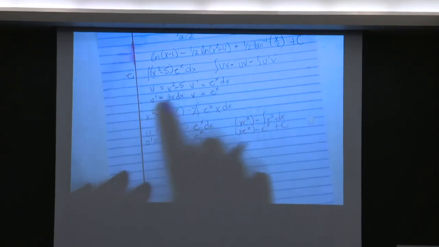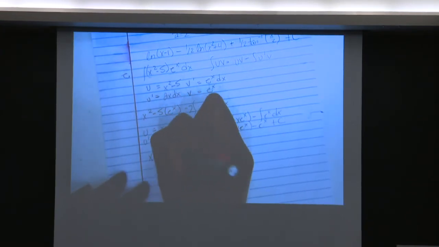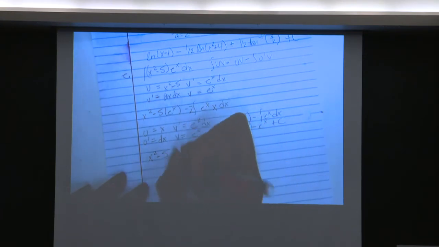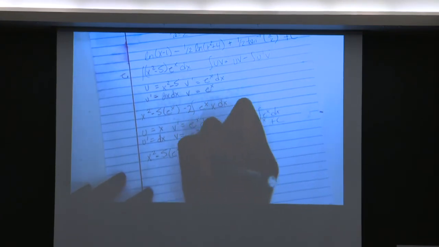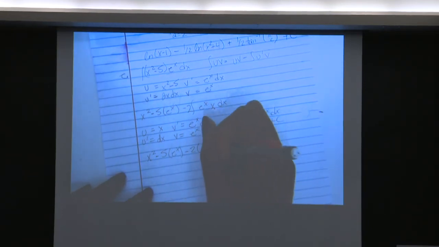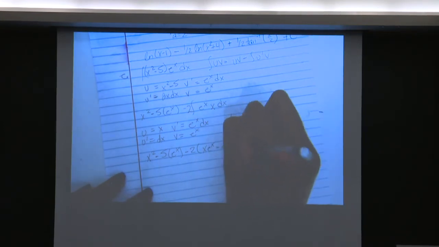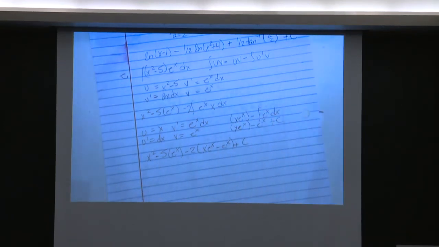So then I just go through and put all of this great stuff together. My final answer ends up being, please don't forget about your original, x squared minus 5 times e^x minus 2 times x e to the x minus e^x plus C. Any questions? Pretty simple. We went through that one pretty fast.